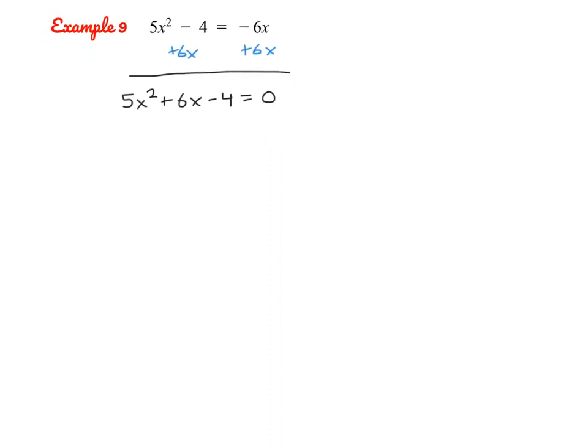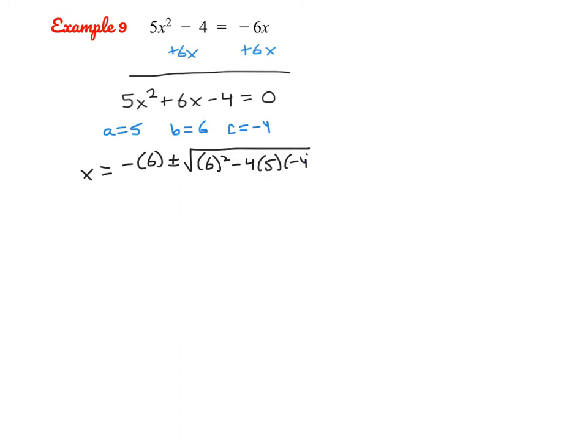All right, so I like to, again, list out my a, b, and c values. Here, a is 5, b is 6, and c is negative 4. So let's plug it into the formula. So x equals negative b plus or minus the square root of b squared minus 4 times a times c all over 2 times a.